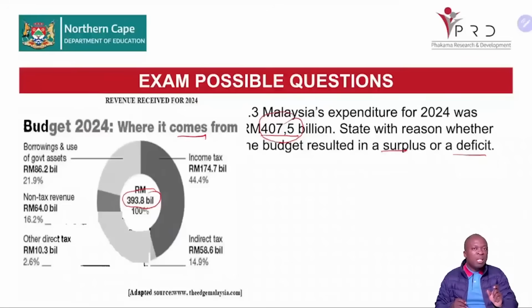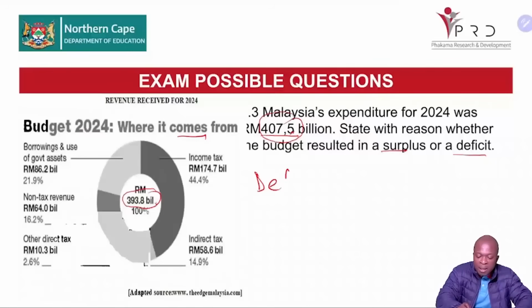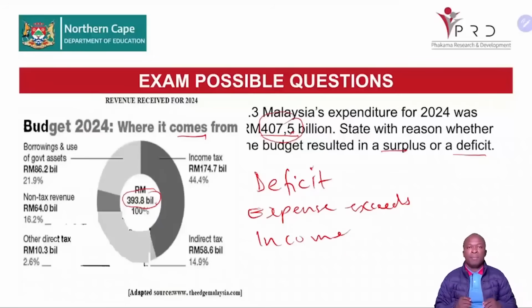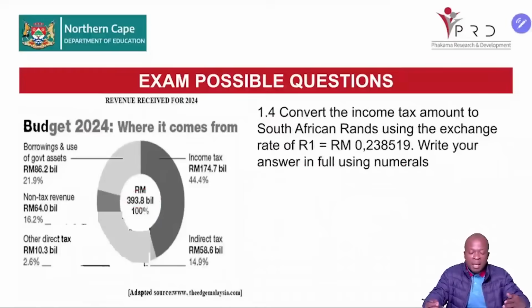And once your expenditure is bigger than income, it means what? You are in a deficit. If this value was bigger than that value, then they were going to be in a surplus. So they have a deficit. Why? Because their expense exceeds their income. Are we together on that? Their expenditure is bigger than their income, so they are in a deficit. They are in a loss.